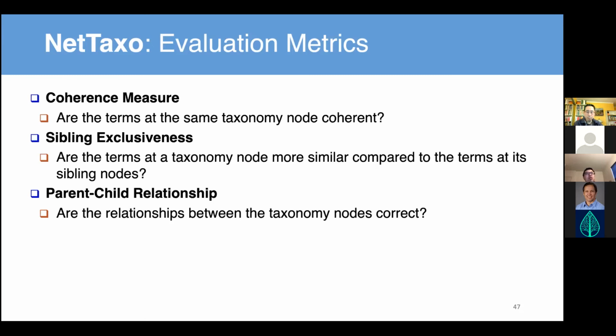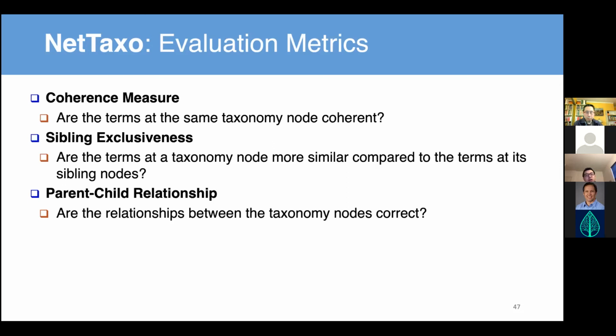And this is a new task, and it's hard to do the evaluation because there's no universal taxonomy we are looking at. So we mainly evaluate this from 3 aspects. In the ideal topic taxonomy, every node should have semantically coherent terms. And we are going to check whether this is correct for each node.